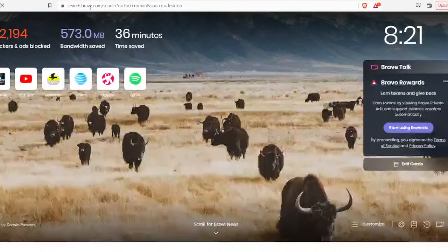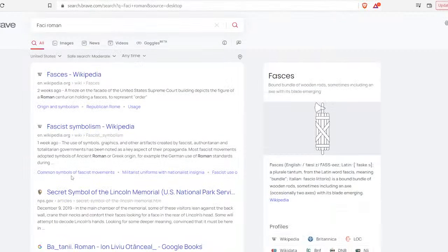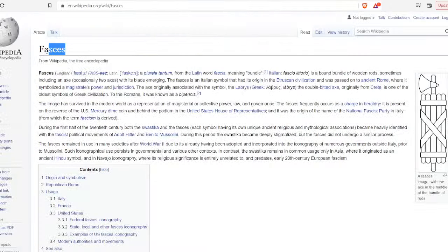Roman, I think. Yeah, I think it's spelled fasces. So, image of the axe in the middle of the bundle of rods is a bound bundle of wooden rods, sometimes including an axe, occasionally two axes, with its blade emerging. The fasces is an Italian symbol that had its origin in the Etruscan civilization and was passed on to ancient Rome, where it symbolized a magistrate's power and jurisdiction.